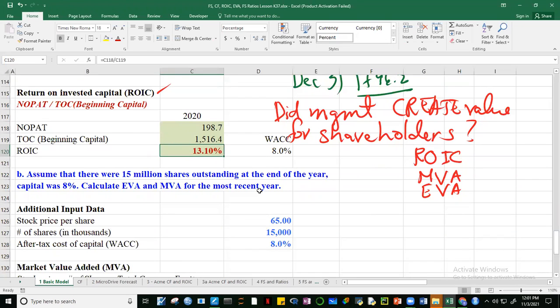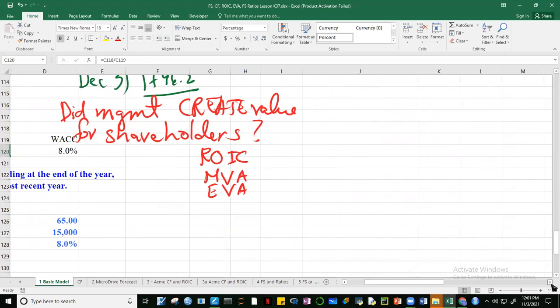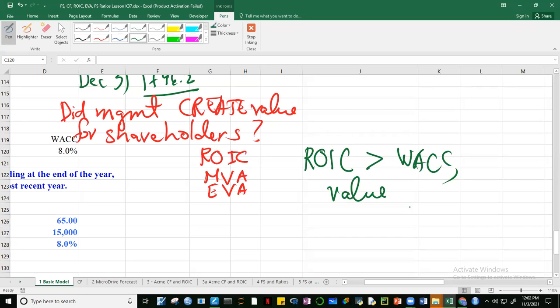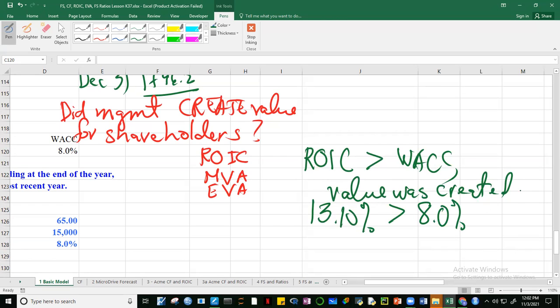Let me write that. If the ROIC is greater than the weighted average cost of capital, then value was created. Let's take a look at that here. Our ROIC is 13.10%, and that's greater than the WACC of 8%. Therefore, there was creation of value. So that's how we identify.